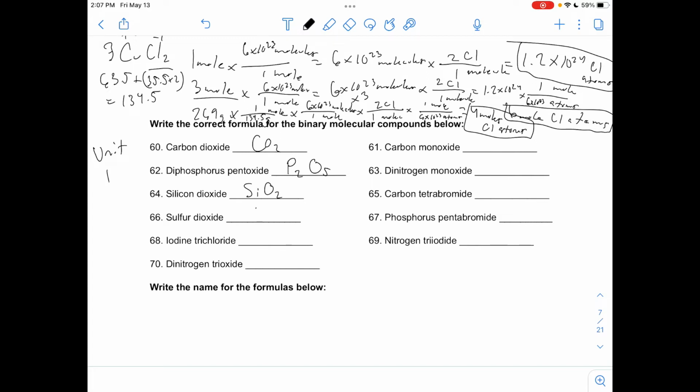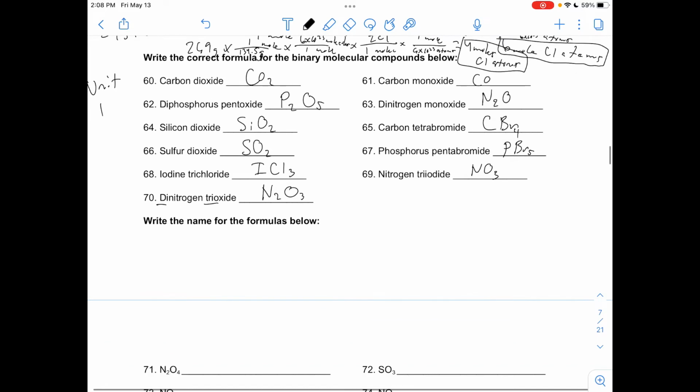Okay, silicon dioxide, sulfur dioxide, iodine trichloride, dinitrogen trioxide. Okay, 2 nitrogens, 3 oxygens. I'm going off of the prefixes, by the way. Carbon monoxide, di is 2, mono is 1, tetra is 4, penta is 5, and tri is 3.